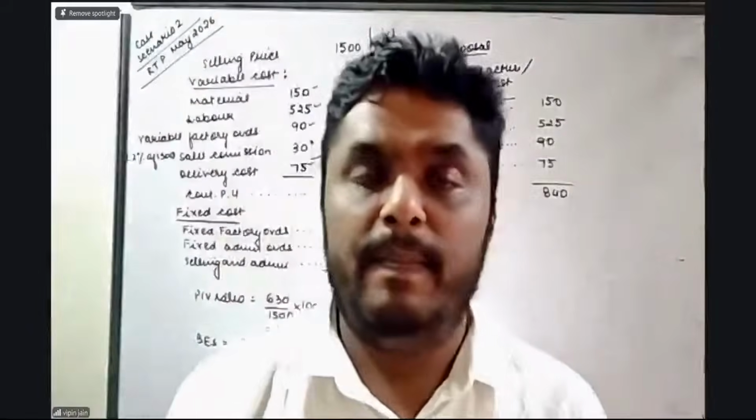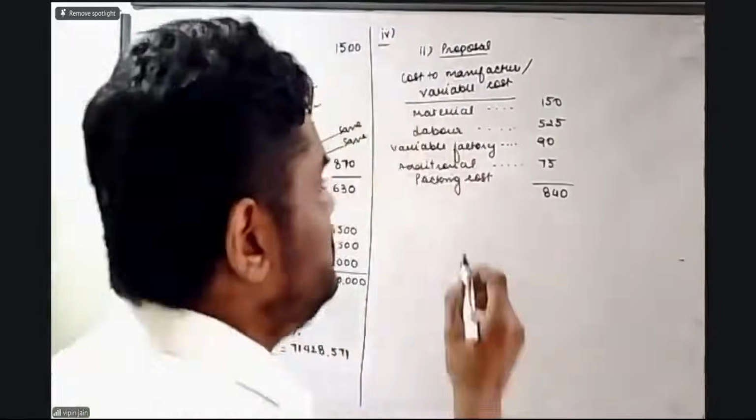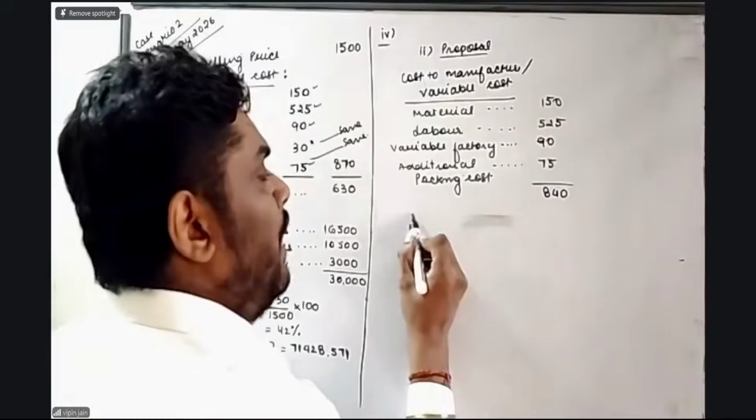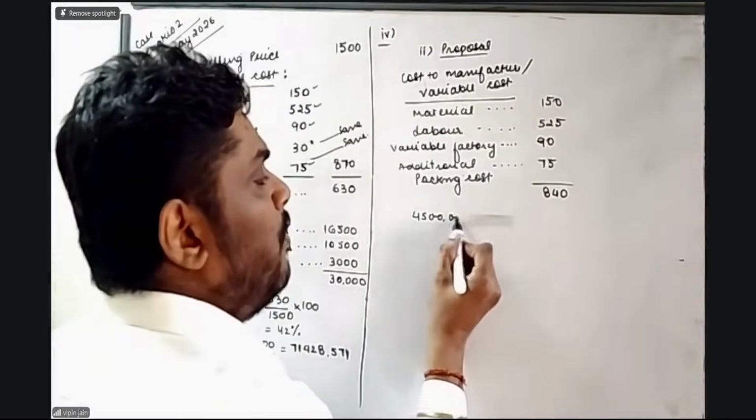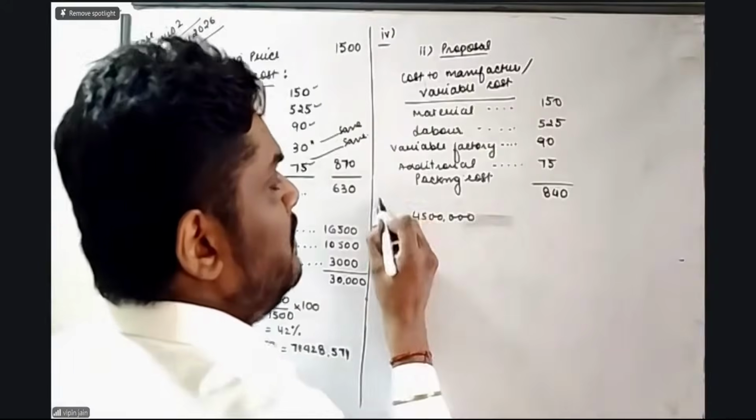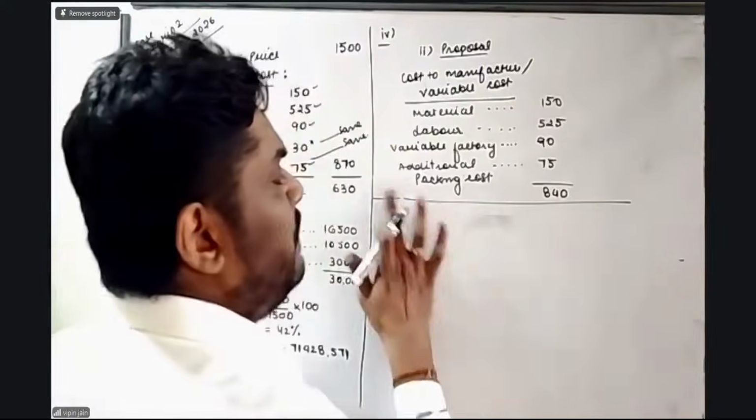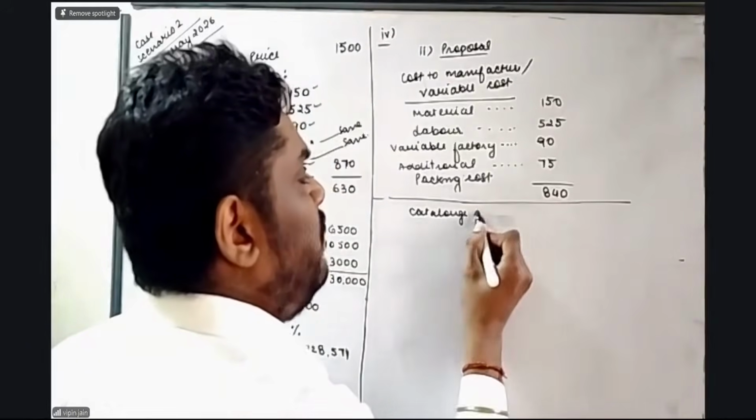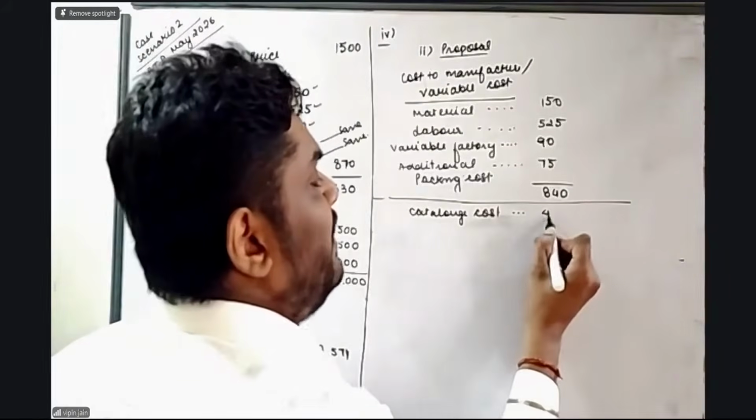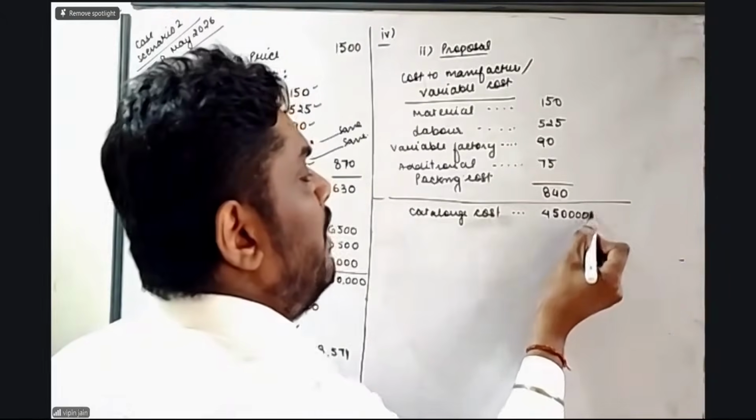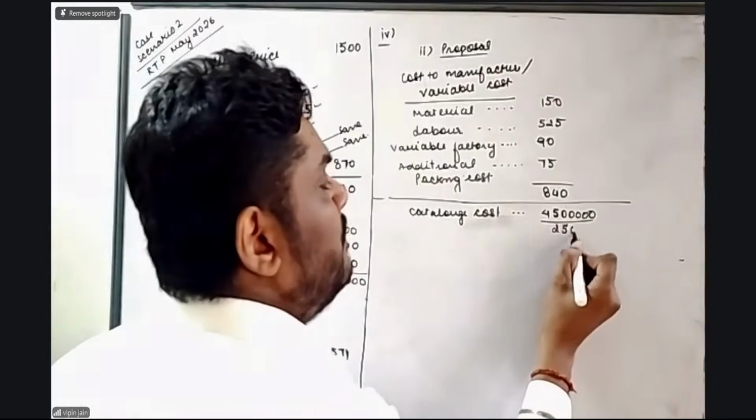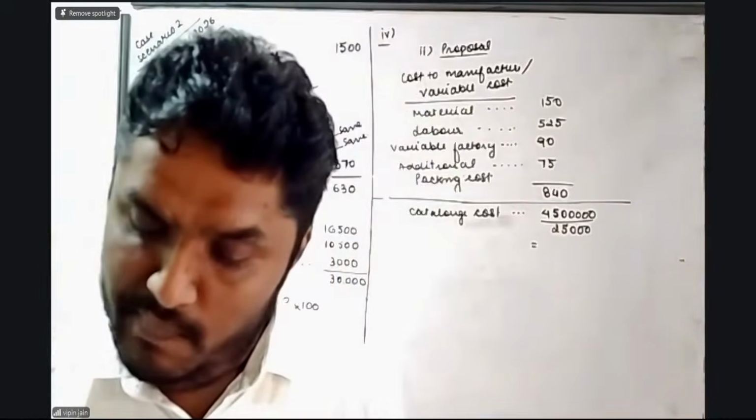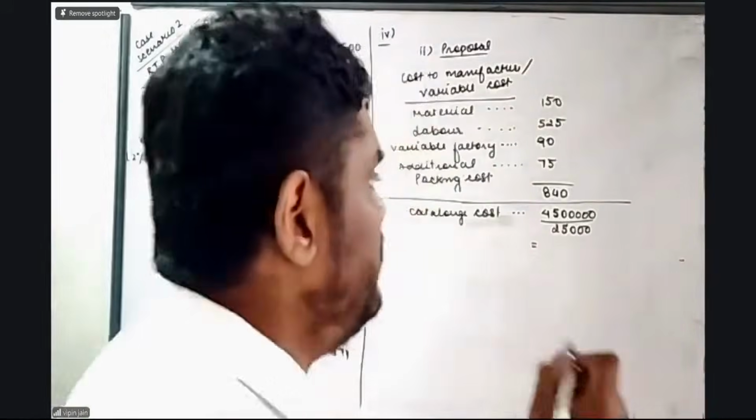Apart from this, we are incurring a catalog cost also, whose cost is how much? 45 lakh. And how many units will we be manufacturing from this? 25,000. So per unit it comes to 180.